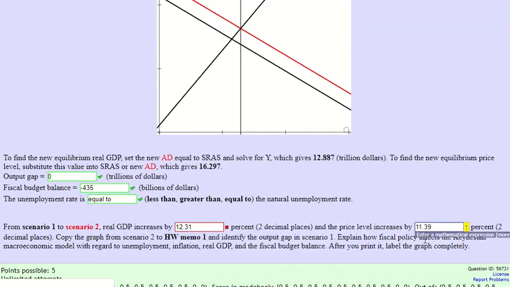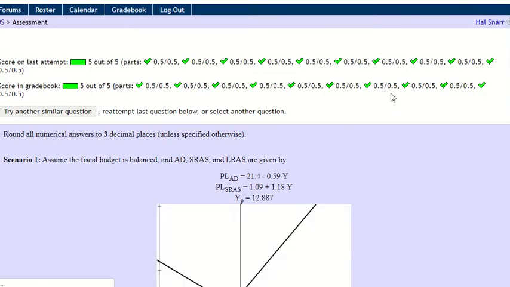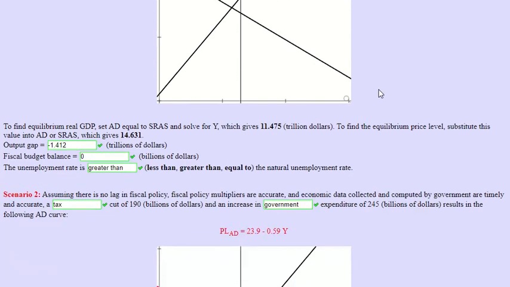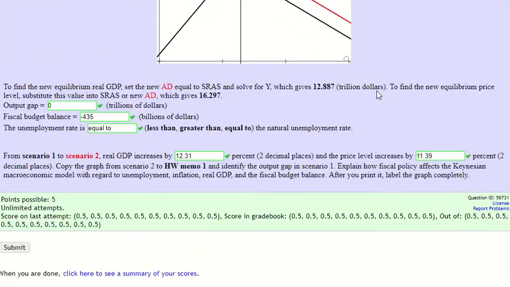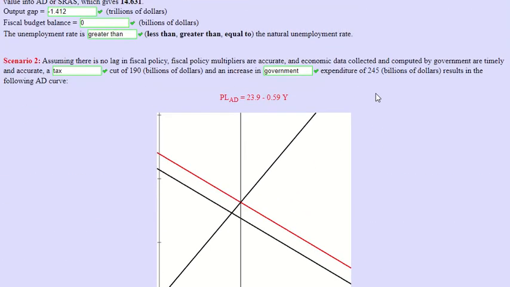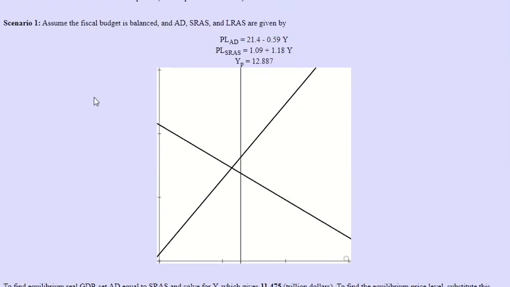And we hit enter and we get the correct answer. We get correct answers everywhere. So that's what fiscal policy is supposed to do. And you learned that in macro principles.